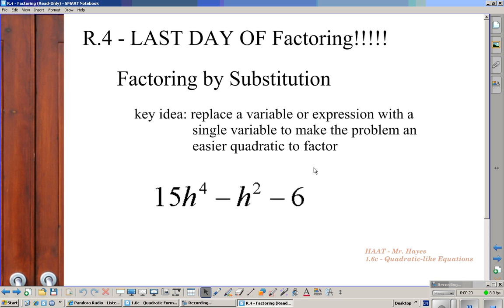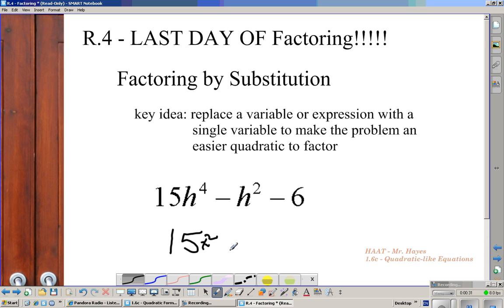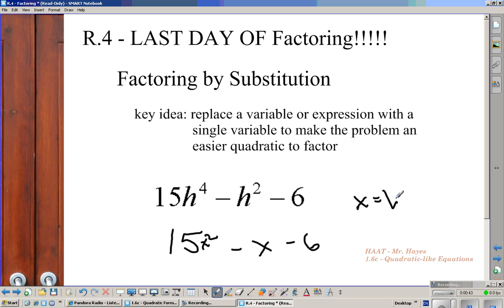We went through and we said, okay, fine, we're going to treat this like, sorry, got to get my pen ready, 15x squared minus x minus 6. And then you'd factor that, and then you would plug the x squared back in. This is essentially doing this substitution step of x equals h squared. It's supposed to be an h. Sorry.